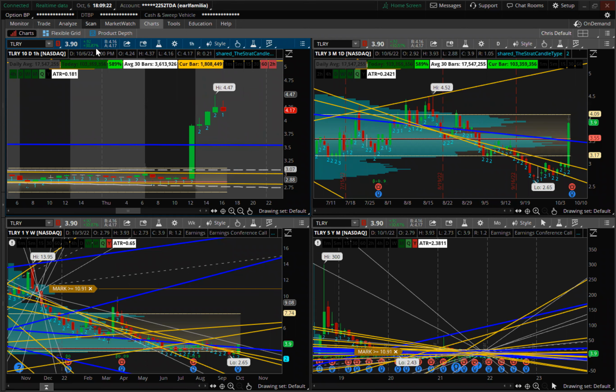All right, FedEx. Doesn't look like there's a 4-hour setup. We got double inside days though. You know how we feel about that. FedEx, double inside day. Looks like we came to point of control at 159.67, was rejected. And we've had back-to-back inside days since. Closed out with a shooter today. This one is weak. Yeah, this one's just showing weakness.